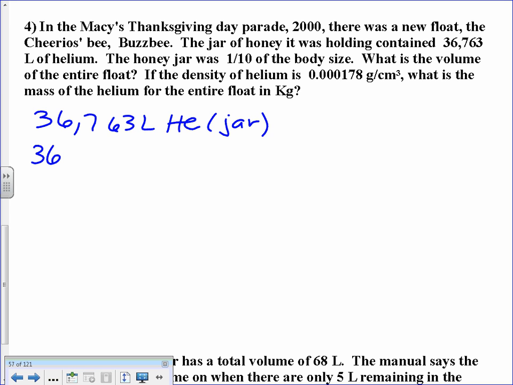367,000. So move the decimal over one, good. So 367 and then 630 liters of helium in the body, right? That's a huge Macy's Day Parade float.